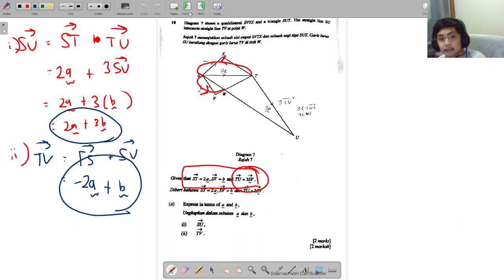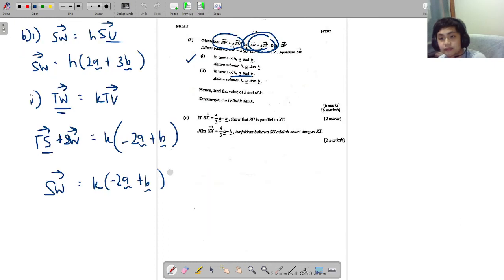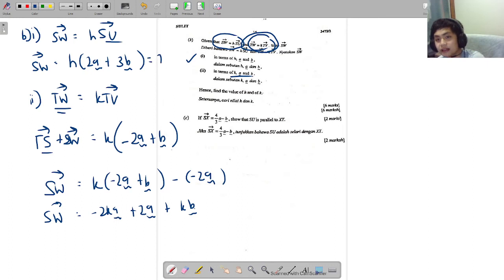reverse of ST, which is negative 2A. So it's minus negative 2A. So just going to multiply in so I can arrange properly, plus 2A plus KB. Okay, so I guess this one also I can multiply. So it's 2HA plus 3HB.